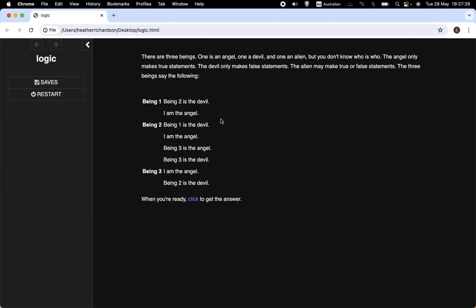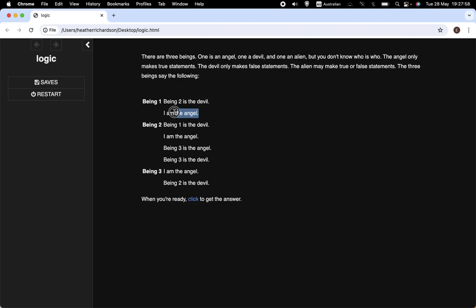Now being 1 says being 2 is the devil and I am the angel. Being 2 says being 1 is the devil, I am the angel. Being 3 says being 3 is the angel, being 3 is the devil. And being 3 says I am the angel and being 2 is the devil. So we have 2 beings who claim to be the angel, and they both say that being 2 is the devil.